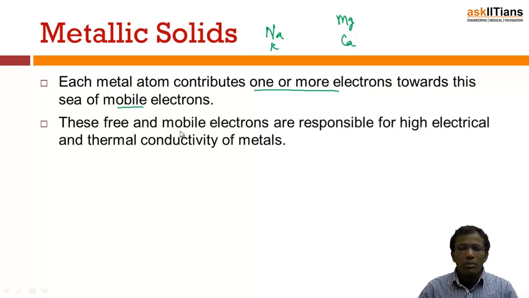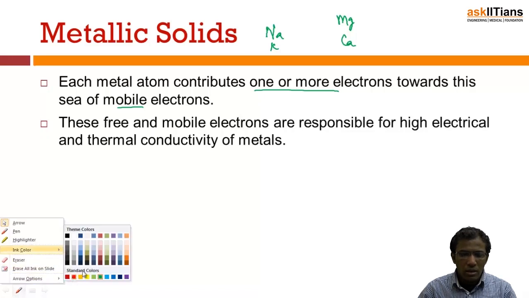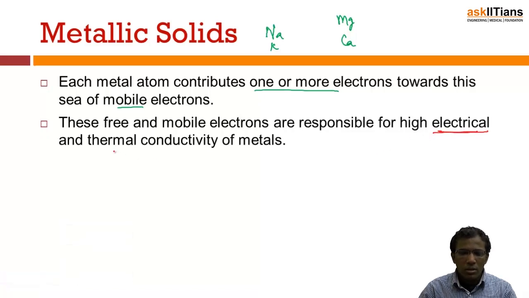Because of these free and mobile electrons, metallic solids are high electrical as well as thermal conductors, because the electrons act as carriers of electricity. That's why they are good electrical conductors, and they also act as carriers for conduction of heat, so they are also good thermal conductors. Metals are good electrical conductors and also good thermal conductors. Please remember this: they are good electrical and thermal conductors because of the presence of free and mobile electrons.